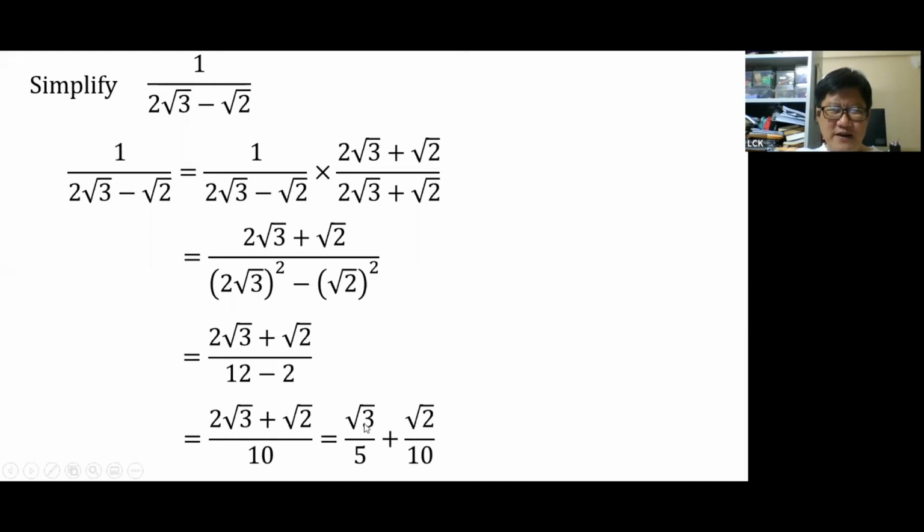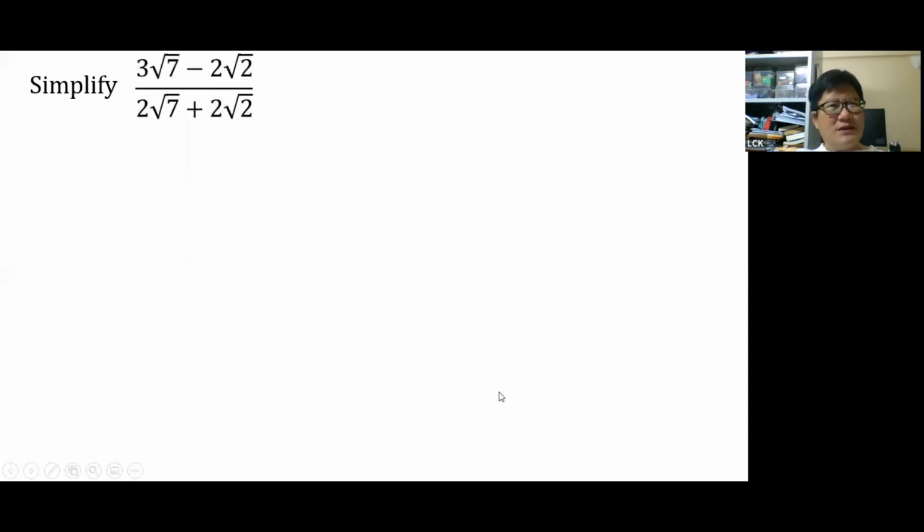So when you simplify, it's just square root 3 divided by 5 plus square root 2 divided by 10. All right, so this is the technique that you need to learn. How do you convert the denominator? You multiply by 2 square root 3 minus square root 2, and you multiply by 2 square root 3 plus square root 2. In this way, you are converting it to a number in the denominator. All right, and of course, the rest is just simplification. Now let's go on some more.